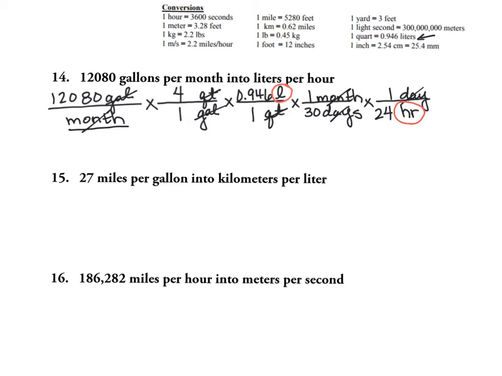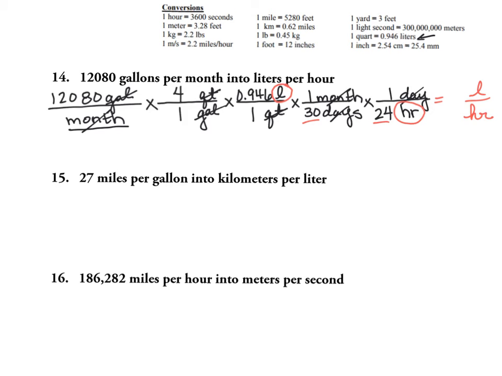Now you still have to do the calculation with the numbers, so take in your calculator, do 12,080 times 4, then multiply that by 0.946, and then take that number and divide it by 30, and then take that answer and divide it by 24, and that will give you your final answer, and your units will come out in liters per hour. So good luck with that.